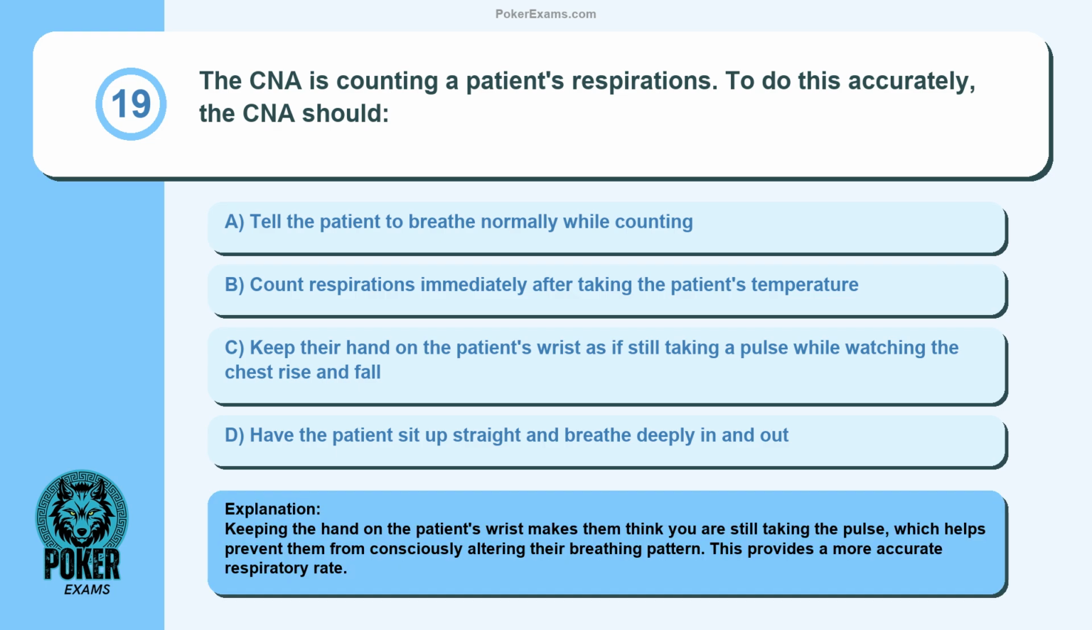Keeping the hand on the patient's wrist makes them think you are still taking the pulse, which helps prevent them from consciously altering their breathing pattern. This provides a more accurate respiratory rate.